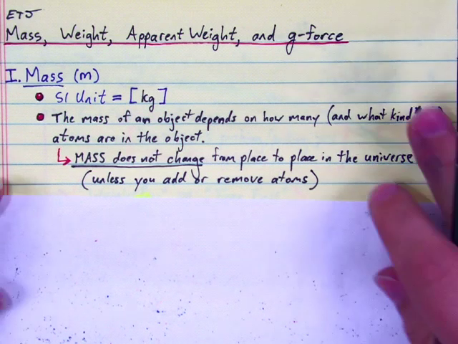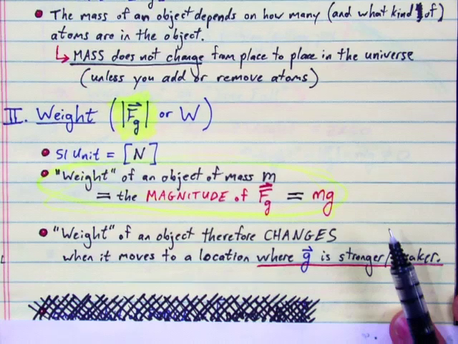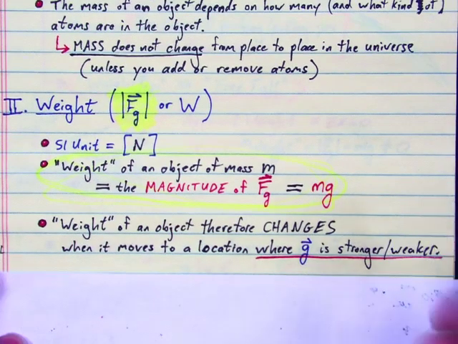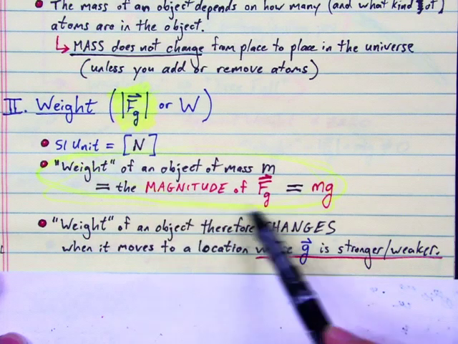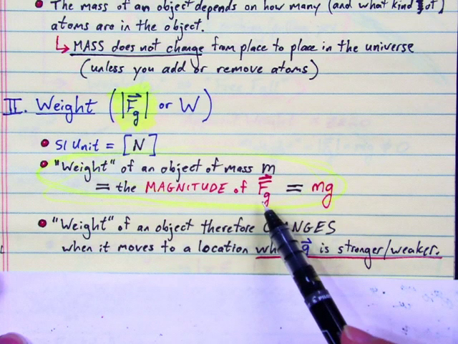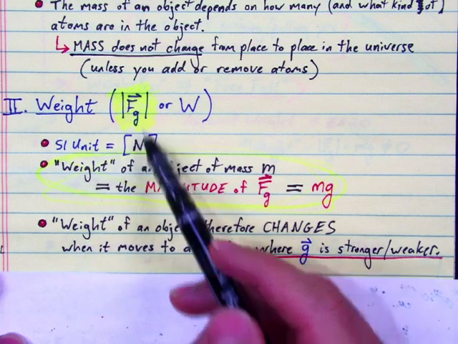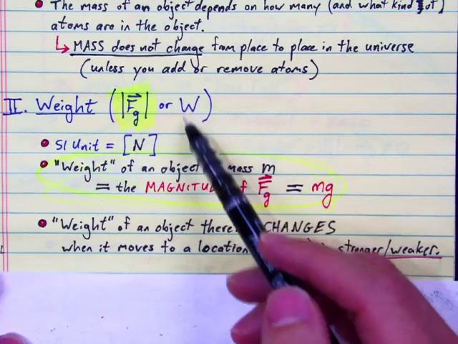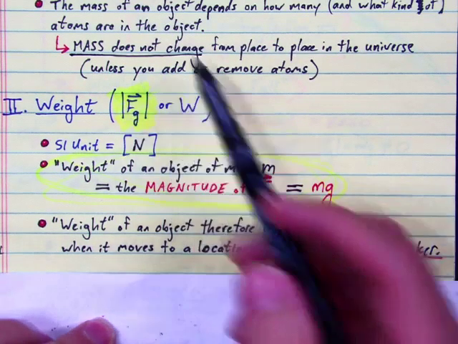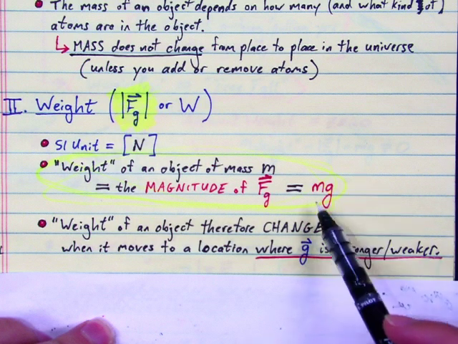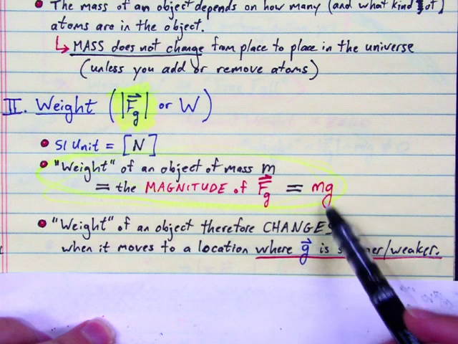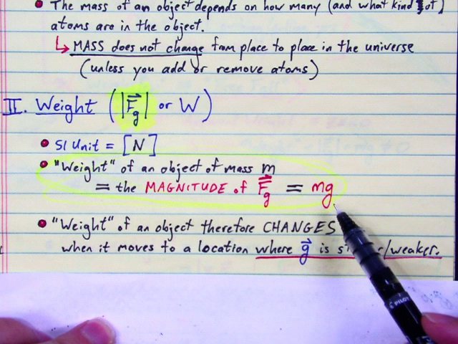Let's contrast that with weight. By the weight of an object, we mean the magnitude of the force of gravity acting on that object. So weight is a force measured in newtons. Magnitude of force of gravity, sometimes we just call it a capital W for weight. It is also represented by m times little g, where g is the strength of the gravitational field.